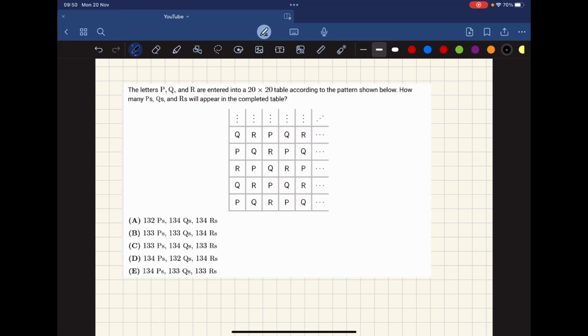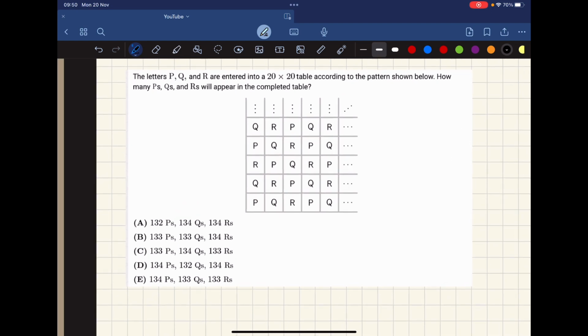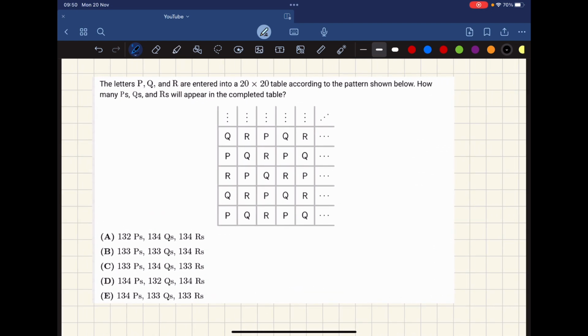Hello everybody. Today we're going to be looking at this problem from the AMC 8 2023, and I believe it's problem 16. It's an interesting problem in itself, but it also gives you a bit of an insight in how to solve problems in general in the AMC 8. So let's have a little read of it. We're going to go through, we're going to highlight the key ideas.